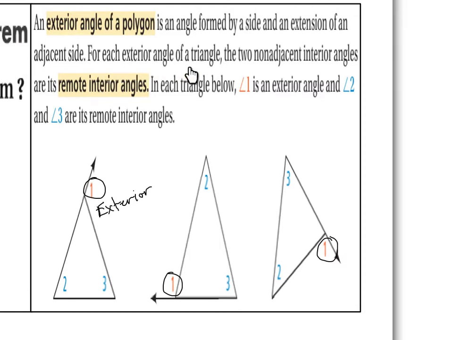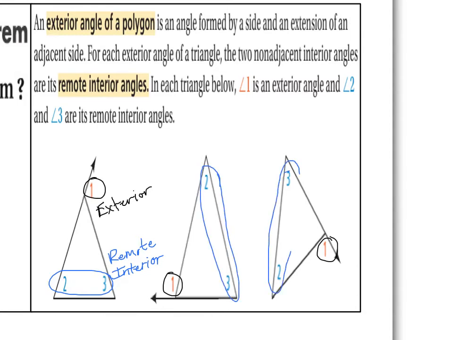For each exterior angle of a triangle, the two non-adjacent interior angles are its remote interior angles. In other words, the two angles that are furthest away from the exterior angle. Here, angles 2 and 3 are the remote interior angles, and remote means furthest away. The adjacent angle would be that angle right there. The remote interiors are on the inside of the triangle, and they're furthest away from the angle.